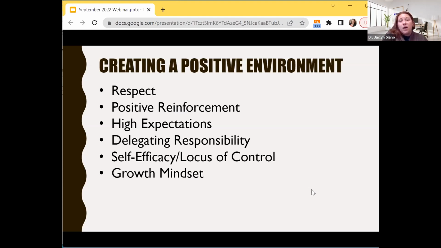So in order to create a positive environment, we want to focus on a couple of things: making sure that we're providing respect and that we're getting respect back, using positive reinforcement, setting high expectations, which goes hand in hand with setting those routines and procedures, delegating responsibility to the students. And that might be just so-and-so, you're in charge of handing out the journals, so I don't have 26 kids up at once all looking for their journals. Self-efficacy and locus of control.